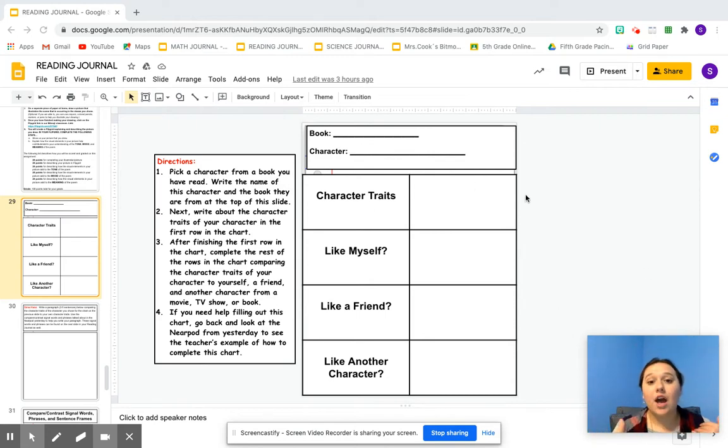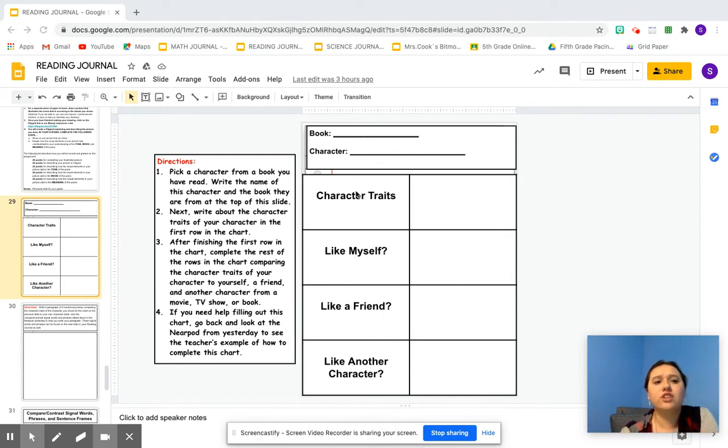And in this video, I'm going to show you how we can use character traits to describe a character and how we can compare those character traits to other characters or other things in real life. Because remember, for the next few days, we're going to be talking about how we can compare things in literature and text and in stories.